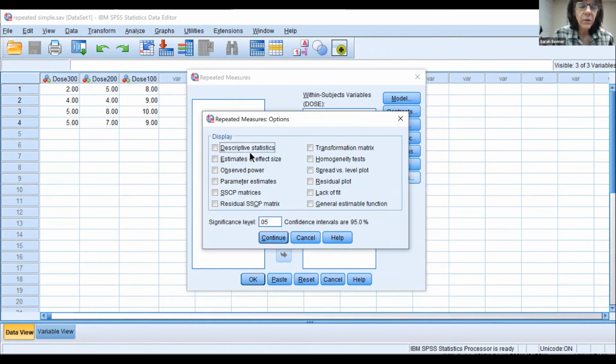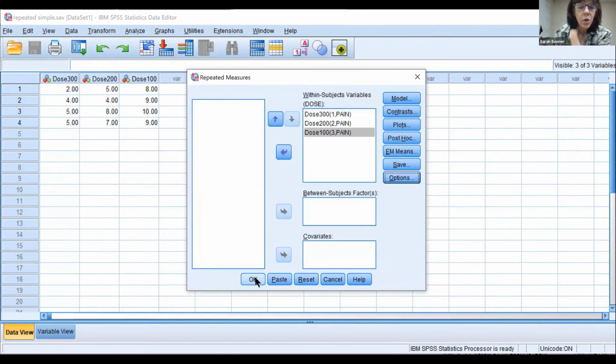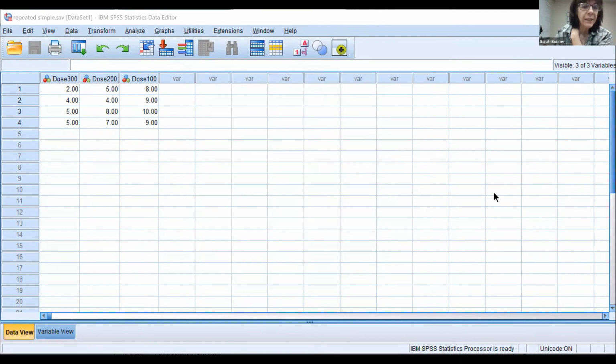And our options are, we might as well get the descriptive statistics and the estimates of effect size, and that's pretty much all. The homogeneity tests are only useful when there are between groups that are intended to have homogeneity. We will see the assumption of sphericity, which is provided by default. And we could look at the residual plot. I think I'll talk about residuals when we get to multiple regression. So now we're going to just say continue.